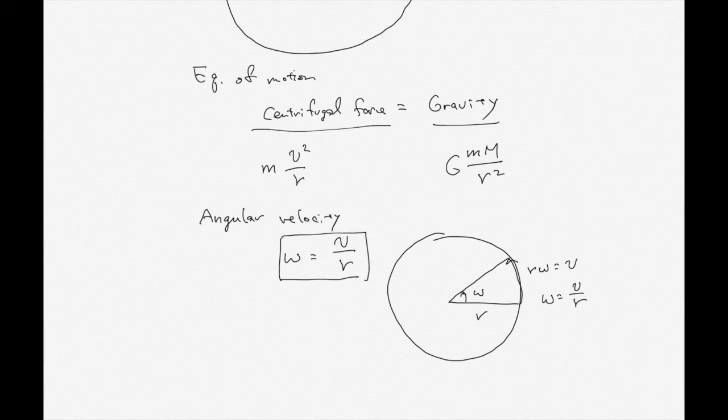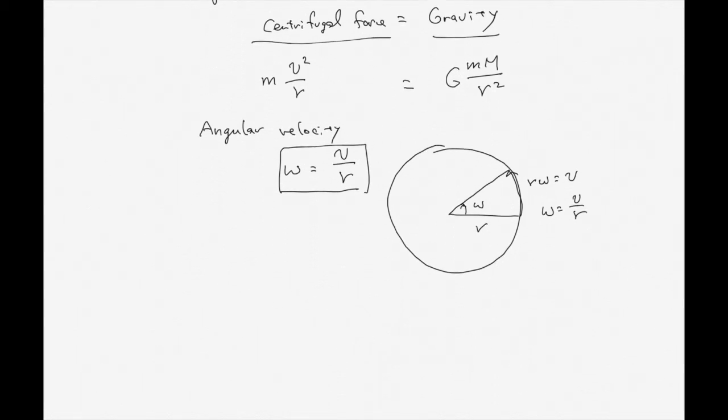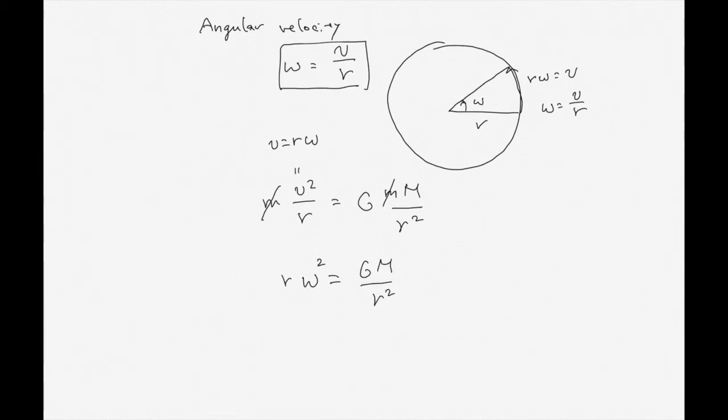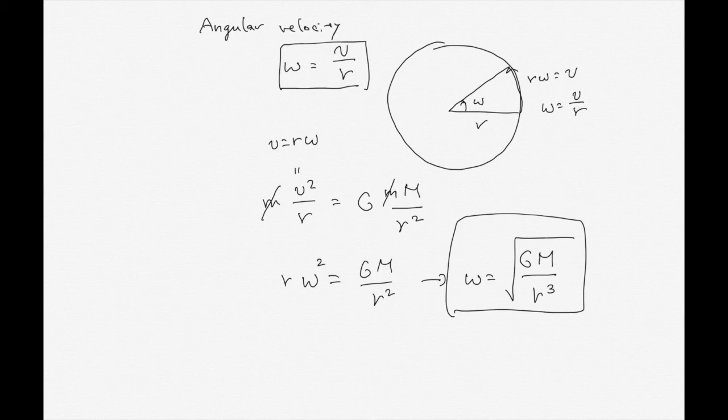From the equation of motion, the force balance equation, m v squared over r equals G M m over r squared. We can cancel out the lowercase m, and v equals r omega. You can substitute this, giving r omega squared equals G M over r squared. From these equations, omega can be obtained as the square root of G M over r cubed. This is the angular motion of the point mass.